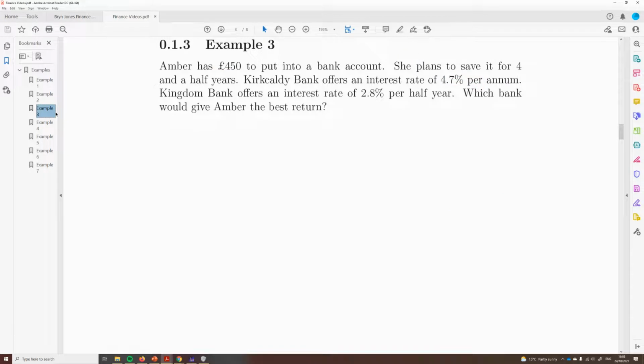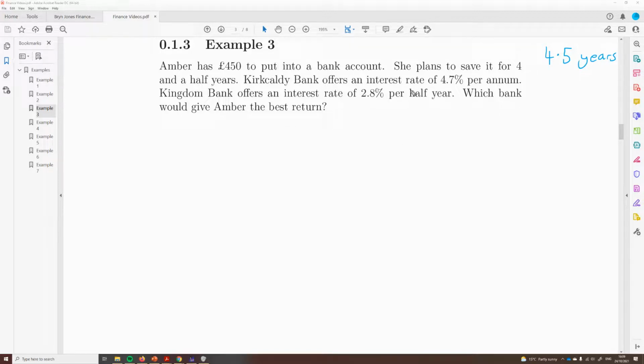Let's have a look at this example, example 3. I think we've just got time to have a look at this one in this video. Okay, Amber has £450 to put into a bank account. She plans to save it for 4.5 years. I might just write that down here. 4.5 years is going to be the period of time that we're interested in.